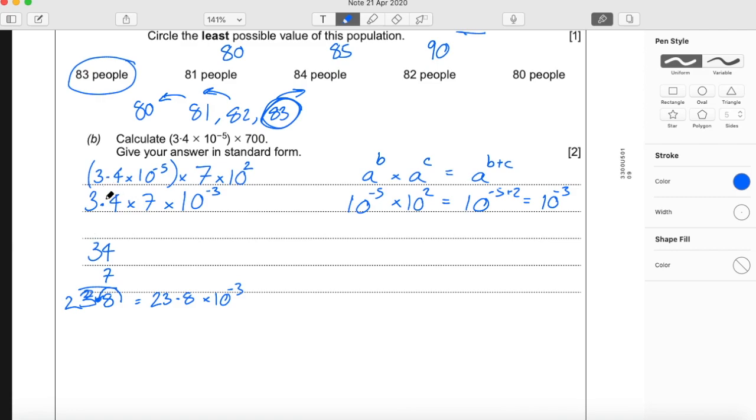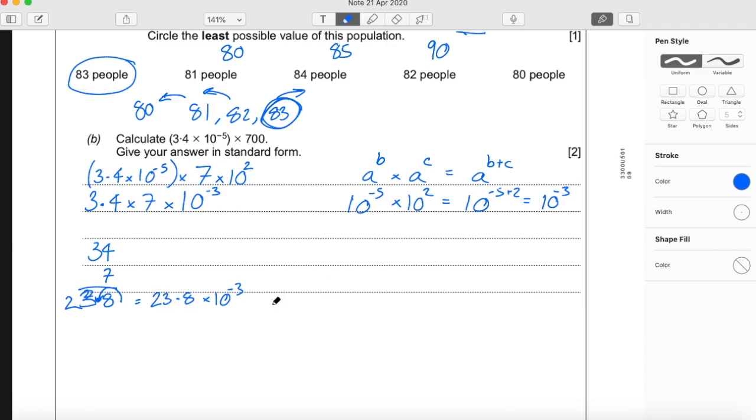Also, when you change 3.4 to 34 and multiply it, just have a quick check: 3.4 times 7. Does this look sensible? Are we looking for a number around this region? Well, yes, we are, because 3 times 7 is 21. We've got slightly more than 3 here, so we're looking for a number slightly bigger than 21, which we have.